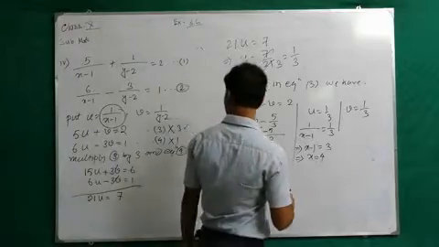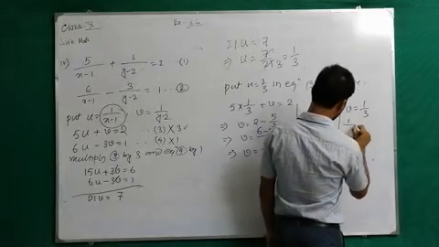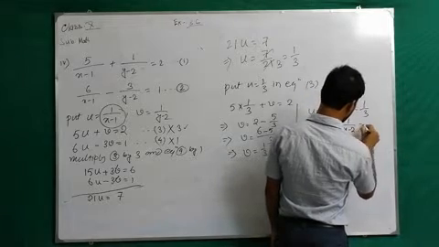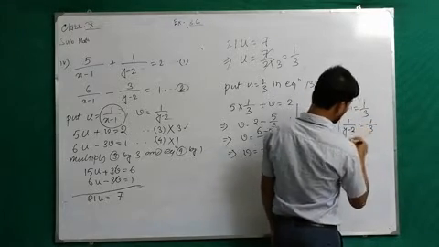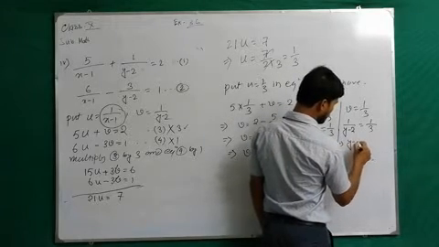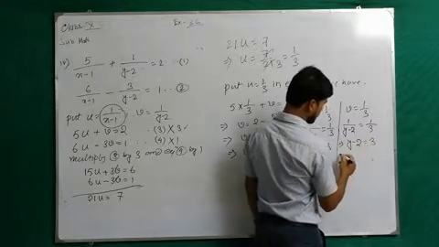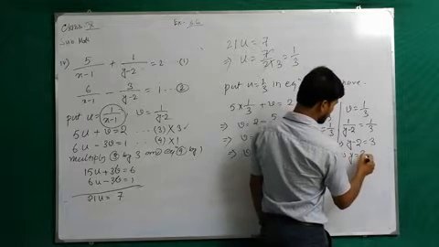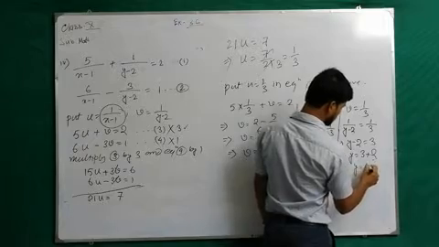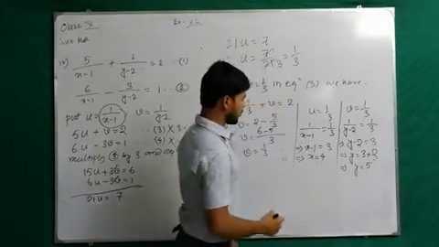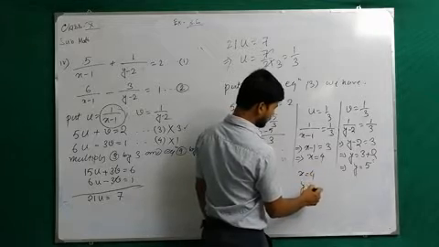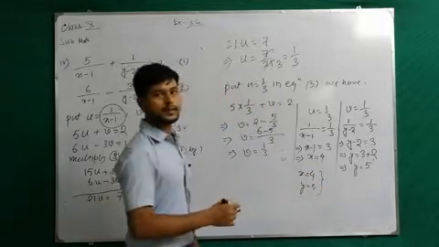Similarly, if I put v equal to 1 by y minus 2, which will be equal to 1 by 3. That means y minus 2 is equal to 3. Means y equal to 3 plus 2, means y equal to 5. Therefore, solution of the equations are x equal to 4 and y equal to 5. So this is our answer.